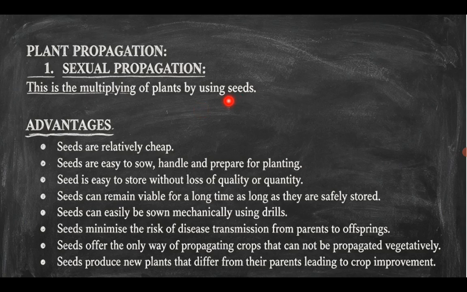All right, so plants such as maize, groundnuts, beans, and others use sexual propagation in order to multiply. Every plant propagation technique has advantages and disadvantages. Let's explore the advantages of sexual reproduction. It's the type of multiplication of plants by using seeds.